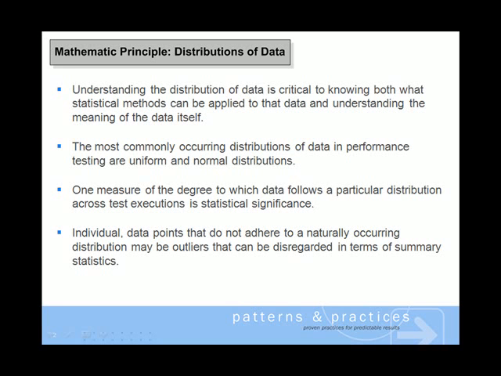Statistical significance is a measure of how well your data conforms to a particular distribution, such as a normal distribution. Rarely occurring individual data points that don't conform with the distribution of the rest of your data, known as outliers, may sometimes be excluded from summary statistics without inadvertently impacting the meaning of your data.